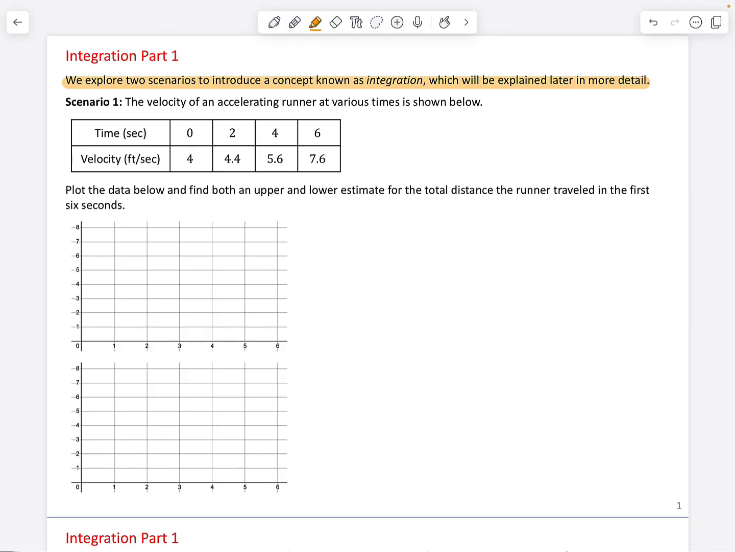Now, integration opens the door to an entire branch of calculus, which is introduced at the end of this course and is heavily explored in Calculus 2.